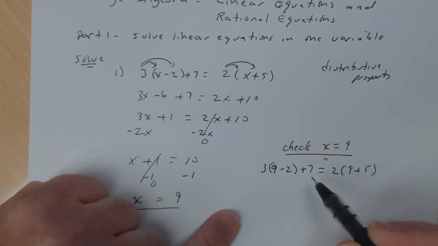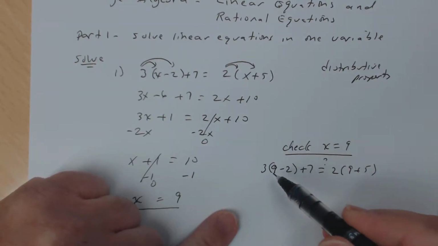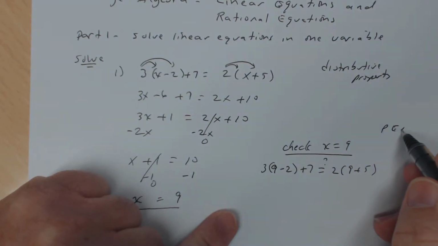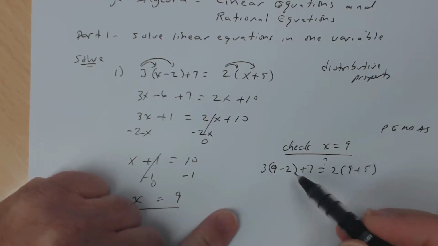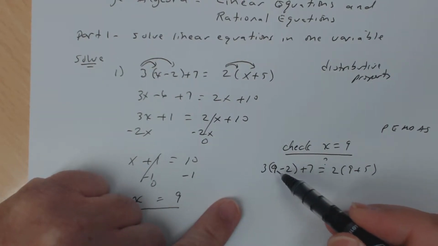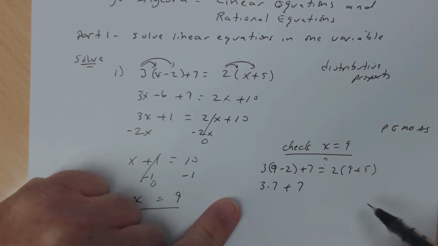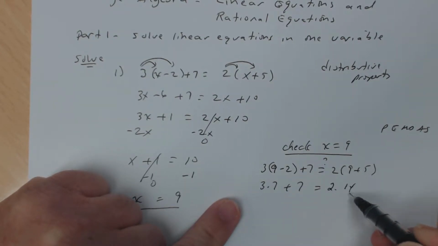Now let's just go ahead and use the order of operations since all these are numbers. So remember the order of operations in this case, remember, please excuse my dear Aunt Sally. Remember that. So I'm going to do parentheses first. So 9 subtract 2 is 7. So I get 3 times 7 plus 7 equal, and let's do this side, parentheses, 9 plus 5 is 14, so I get 2 times 14.